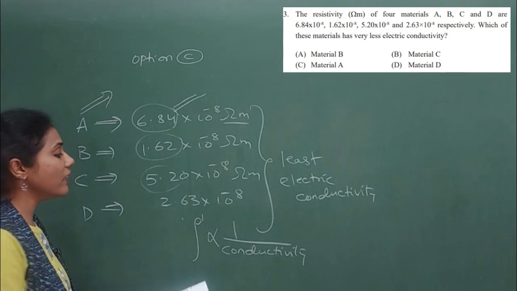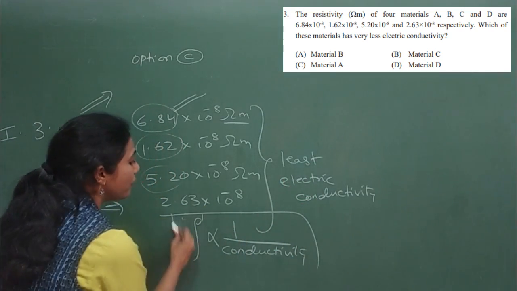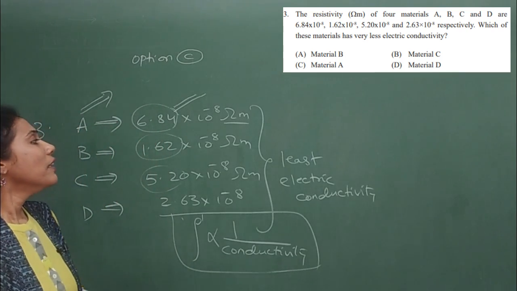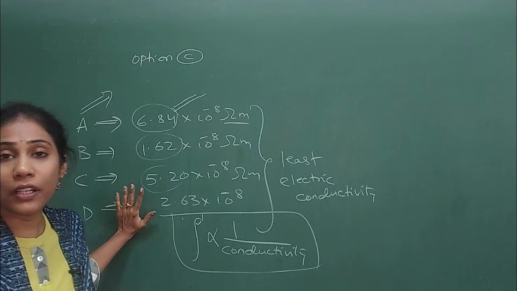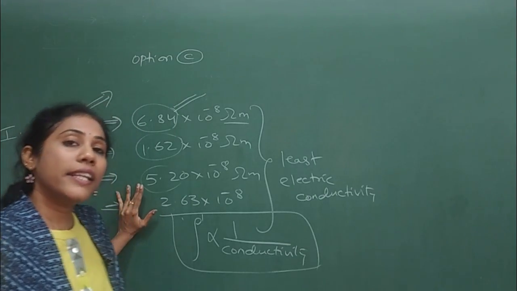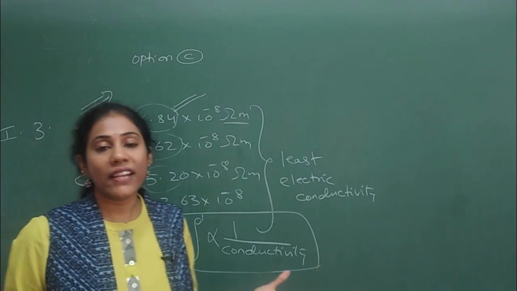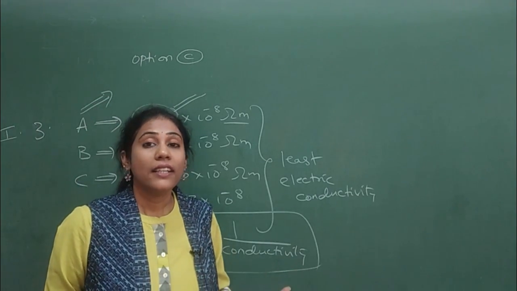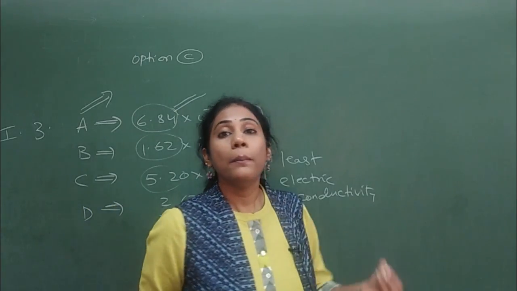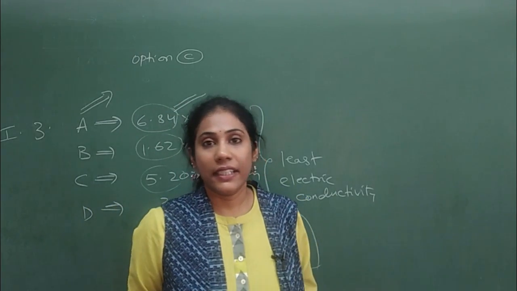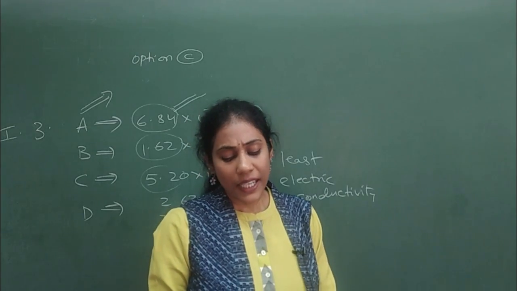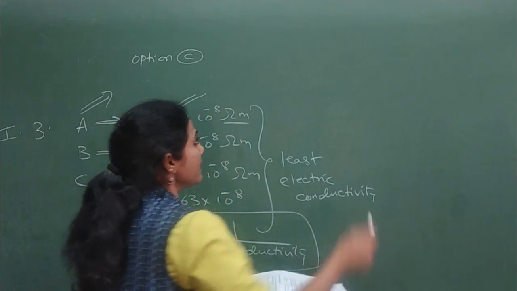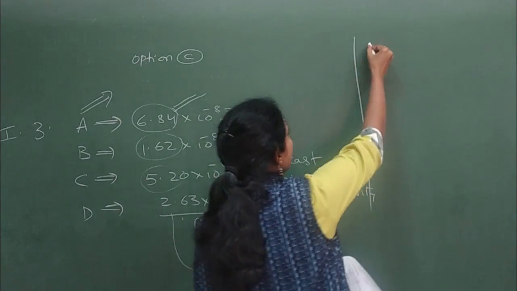Okay, so this is our concept. Do not ever forget this concept. You know, as far as my experience, this is a very common model from the chapter electricity. So they may give you the resistivity values and they'll ask you to select the one which has got more conductivity or less conductivity. So be careful with this concept. And coming to second main, so multiple choice questions are over.